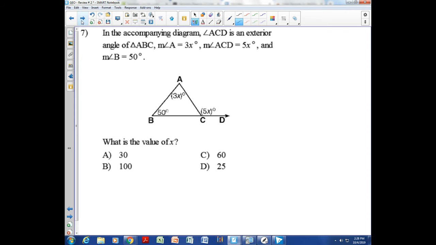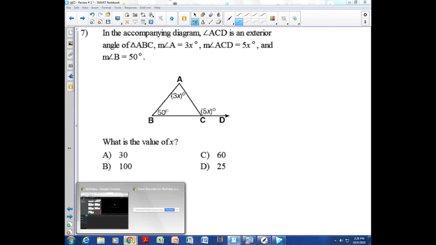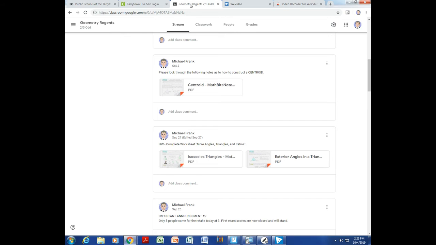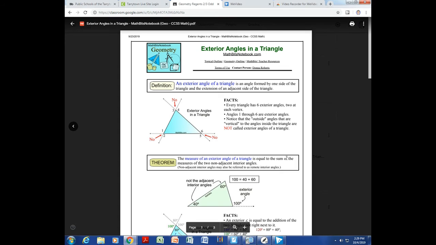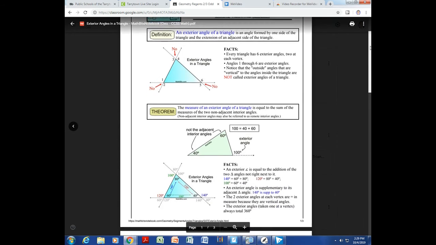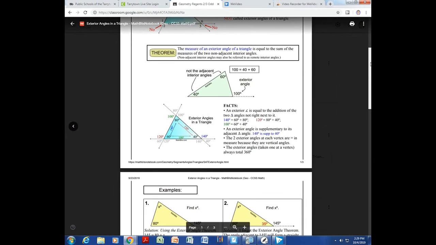Now, I just want to jump onto our Google Classroom to show you that we have these different PDFs that I put on. One was about the exterior angles right here. I recommend that everybody read through these notes. They're very, very helpful. But the one I want everyone to look at is this theorem on the first page.